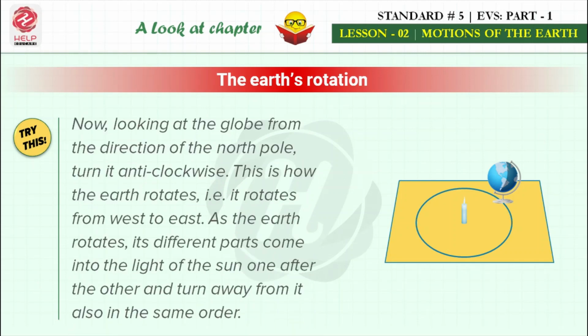Now, looking at the globe from the direction of the North Pole, turn it anti-clockwise. This is how the Earth rotates, that is, it rotates from west to east. As the Earth rotates, its different parts come into the light of the sun, one after the other, and turn away from it, also in the same order.